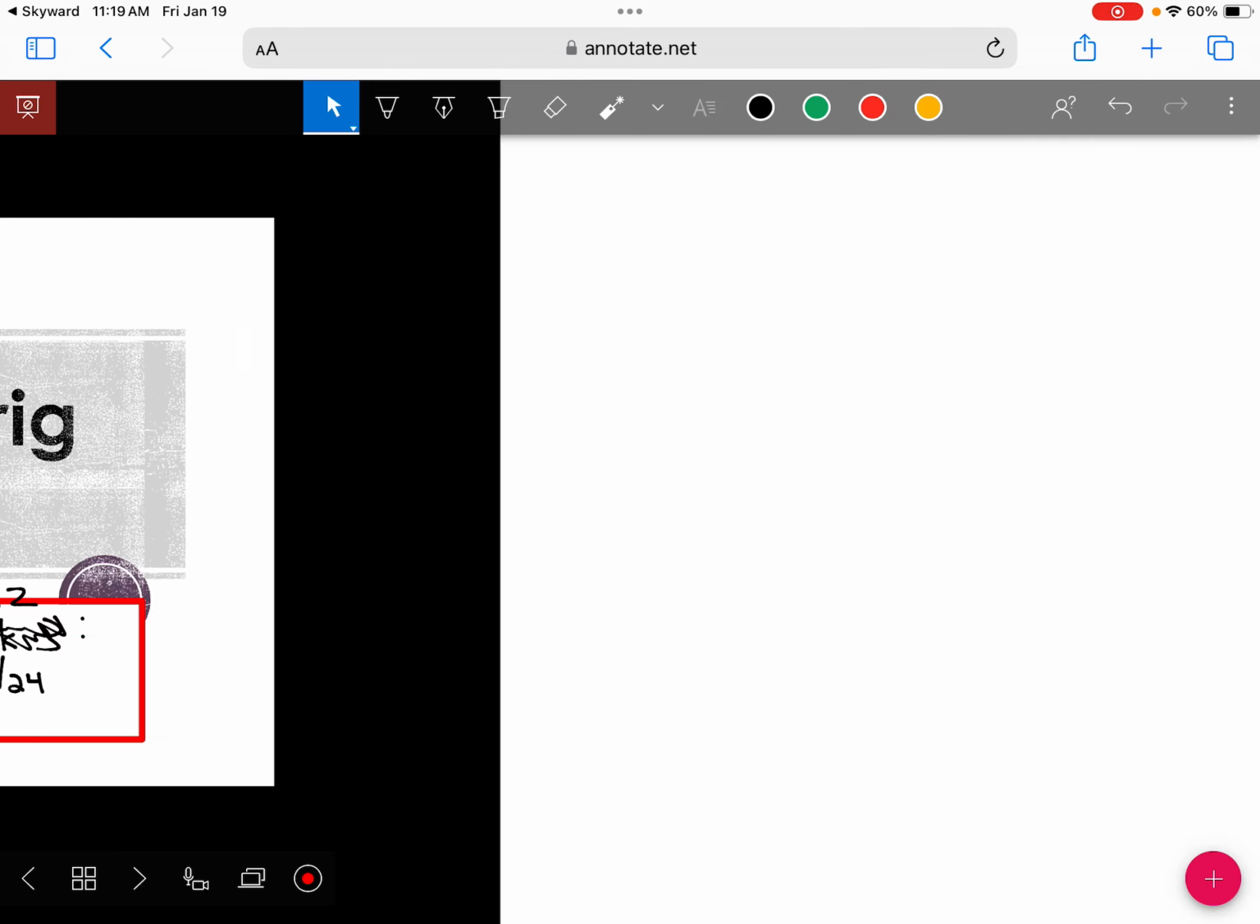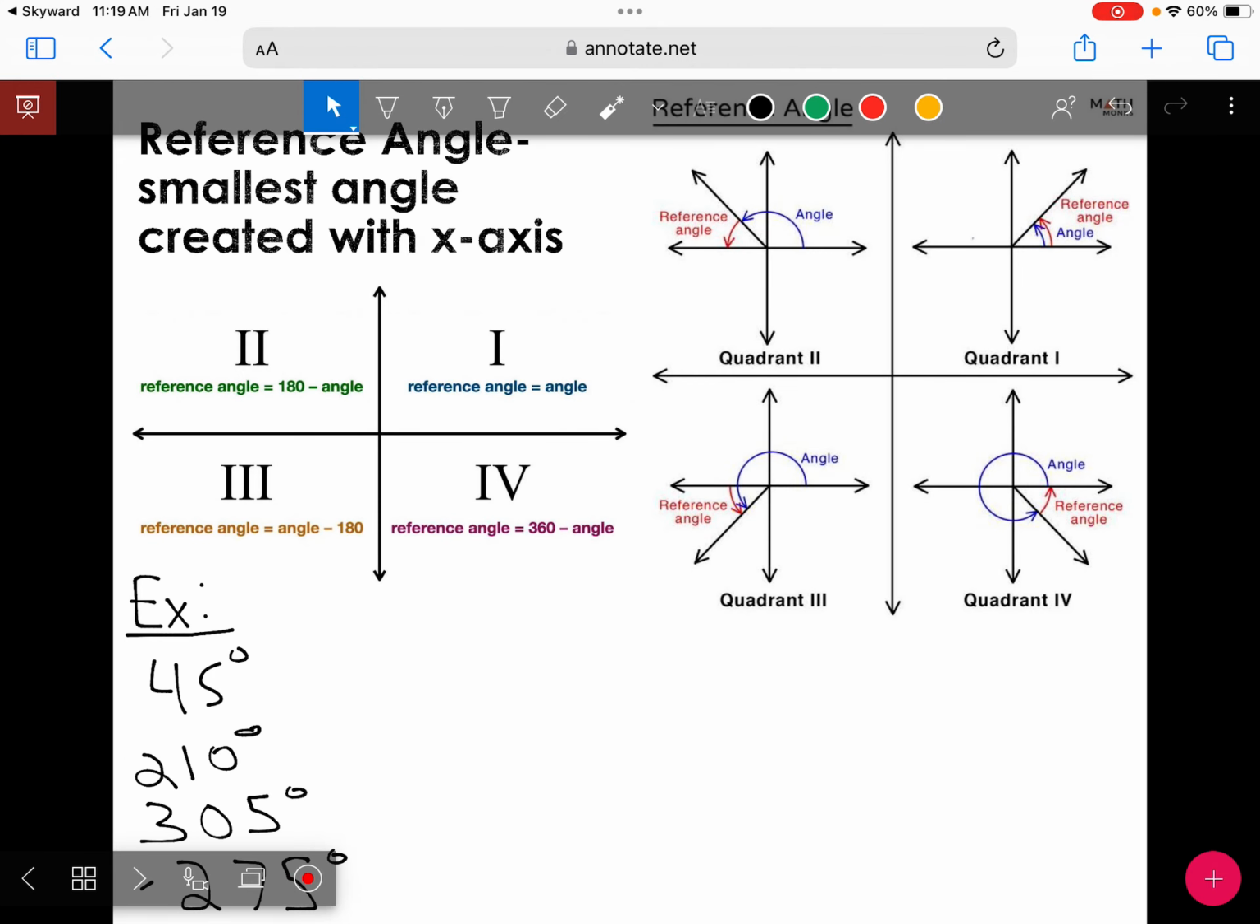All right, cool. So the first thing we're going to be talking about today are reference angles. And that should look like one of the 3 handouts you got. So you can go ahead and glue that in right now.